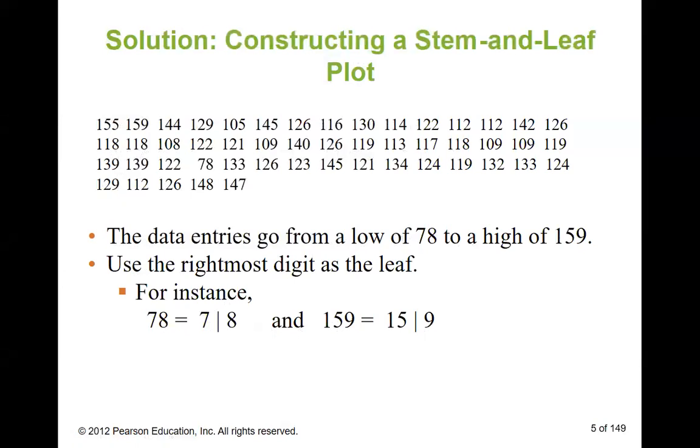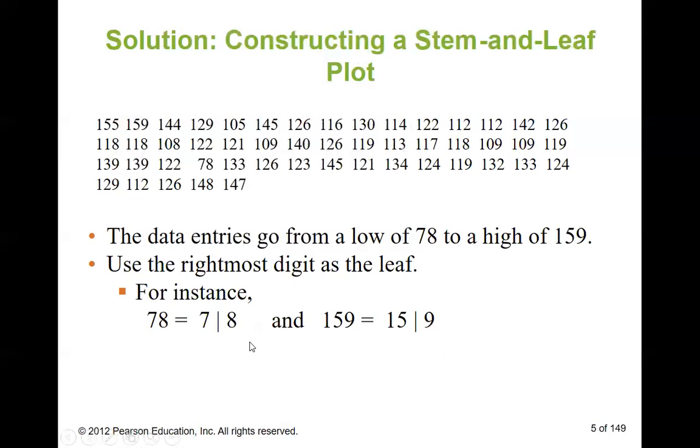The reason is, suppose all this data was listing something in thousands. Maybe 78 was really representing 78,000, and 159 was representing 159,000. You would need to show in your key that this is equal to 78,000. Okay, so the key is important so somebody understands how to read it.